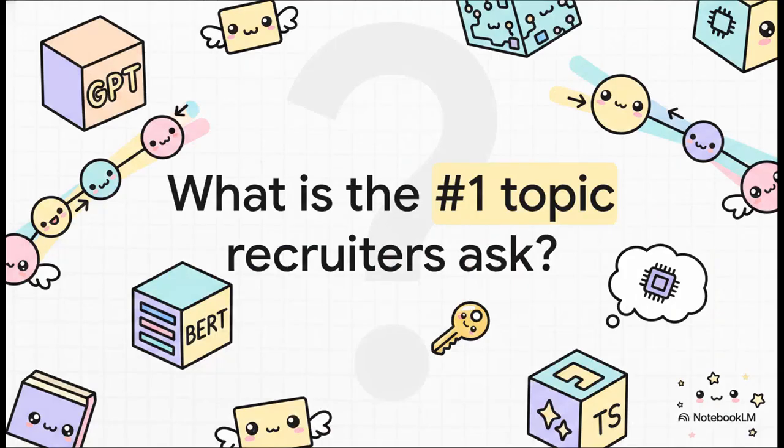So, what is the number one most asked topic in modern AI interviews? It's the transformer architecture. Literally every single major large language model today, we're talking GPT, BERT, T5, they are completely built on transformers. You absolutely cannot walk into an AI interview right now without knowing exactly how these models work under the hood. It's your golden ticket.